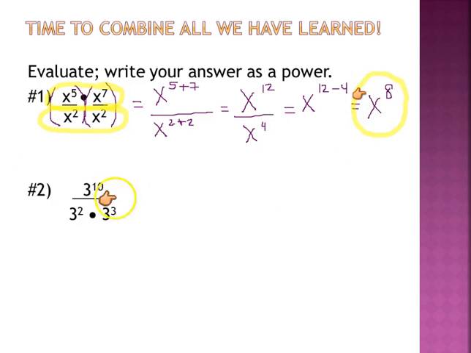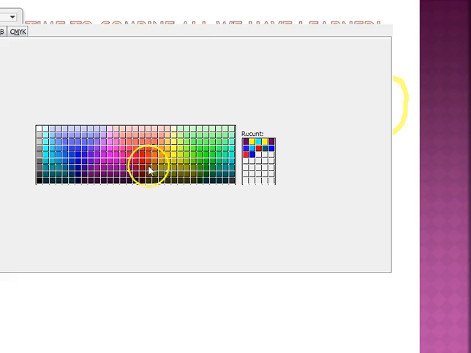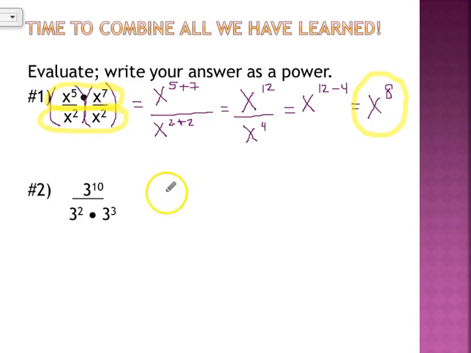All right, so look at number 2. We've got 3 to the 10th over 3 squared times 3 to the 3rd. So what are we going to do first? Let's simplify that denominator. Let's go ahead and simplify that denominator. We've got some multiplication going on in our denominator that I want to simplify.